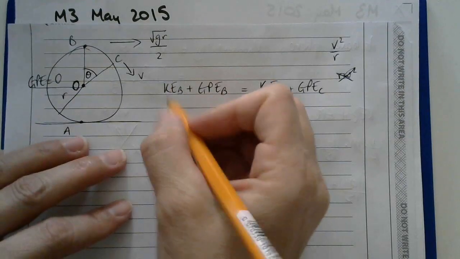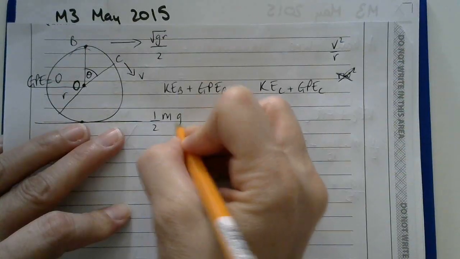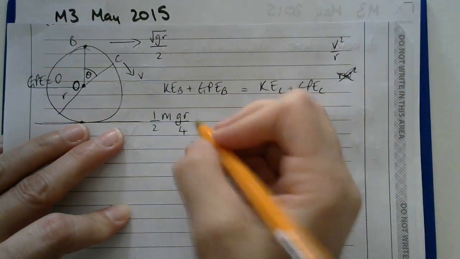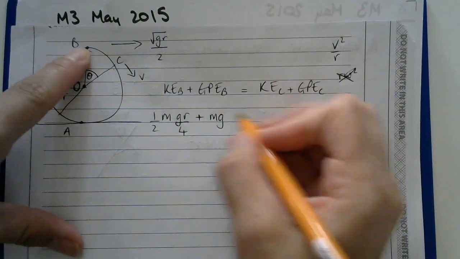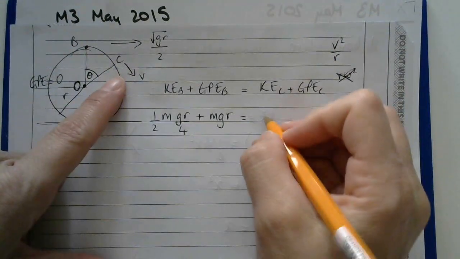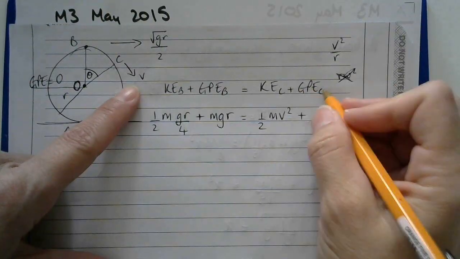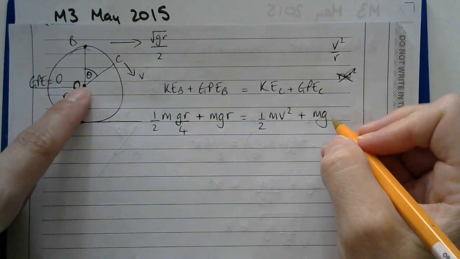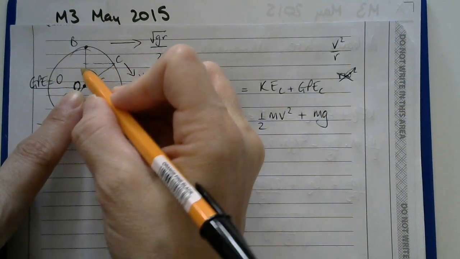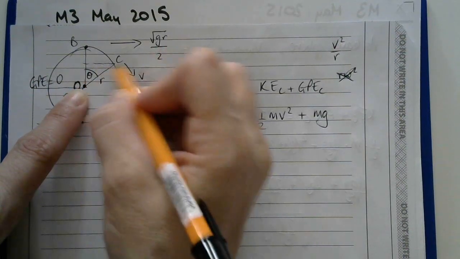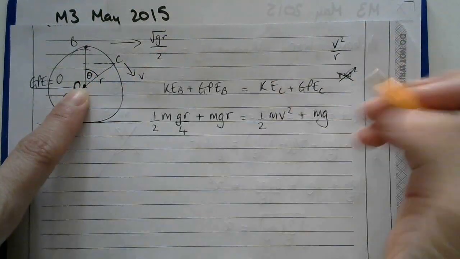Okay, so for kinetic energy, I'll do half m times this squared, so that will give me gr over 4, plus mg times the height above O, so that will be r, equals the kinetic energy here, half mv squared, plus the gravitational potential energy mg. And if this length is r, then I can imagine a triangle here, and this is the adjacent of this triangle where the hypotenuse is r, so I need r cos theta to give me this height.